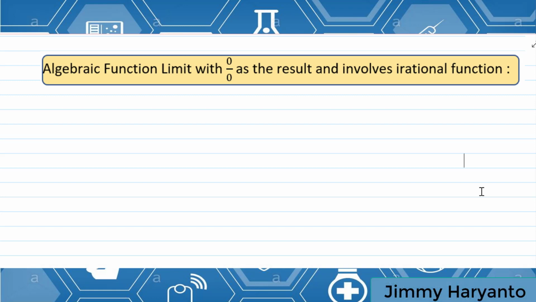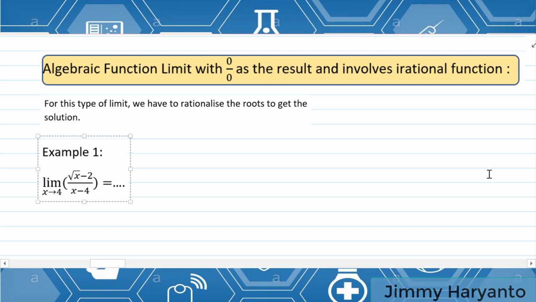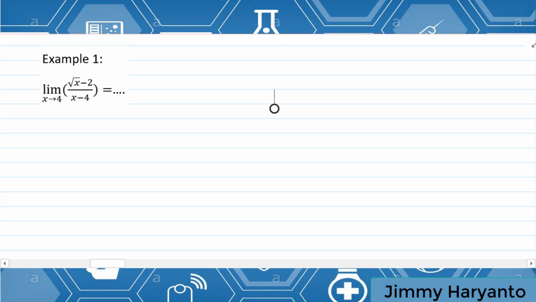Next. Still 0 over 0 form, but this time it will involve irrational functions. Irrational function means you will have a square root inside of it, or maybe a cube root. For this type of limits, we have to rationalize the roots to get the solutions. As I told you before, the function will involve irrational square roots. You have to rationalize the roots. Example 1, limit x approaching 4, square root of x minus 2 over x minus 4.